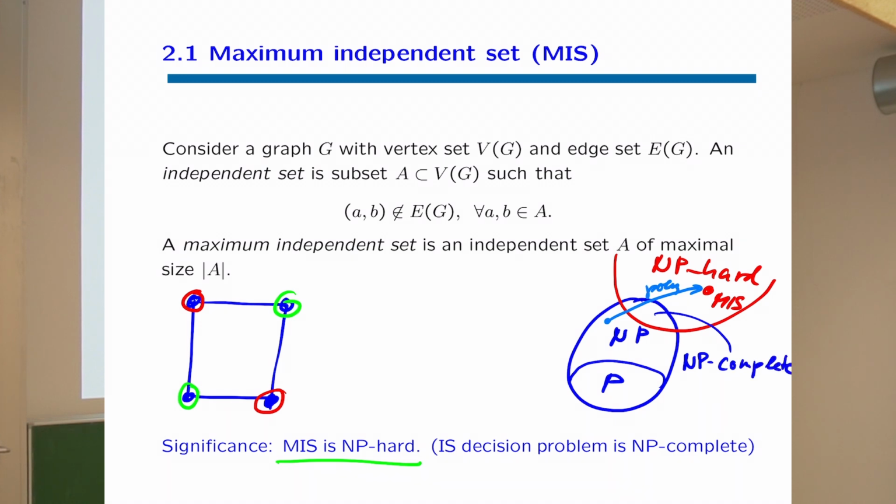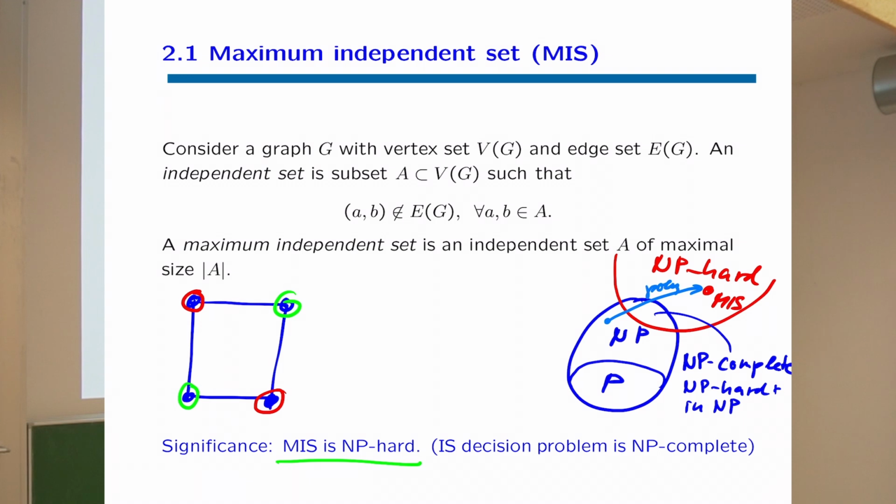So this is NP-hard plus in NP. Okay, good. And so there's a decision version of independent set, and that goes like this: does this graph have an independent set of size k? That's the decision version of the problem.